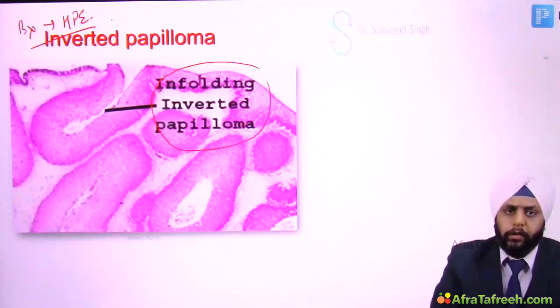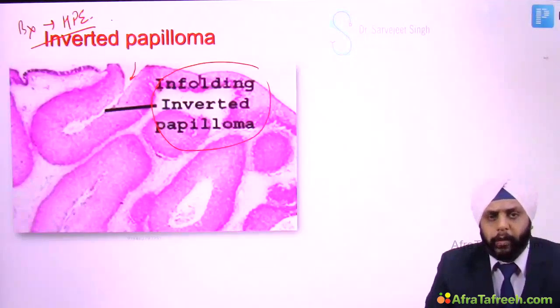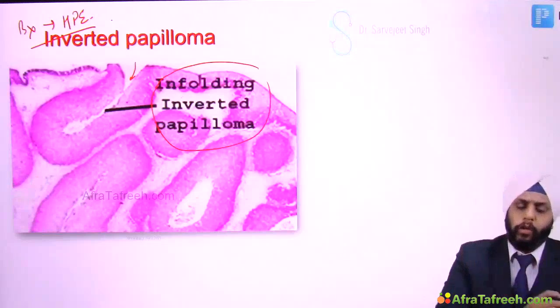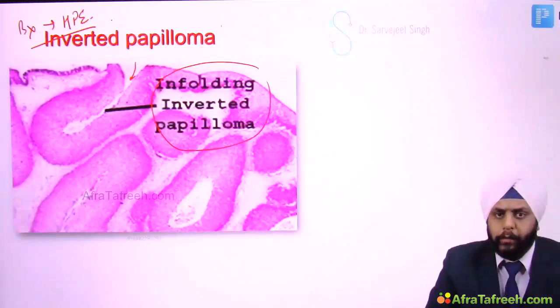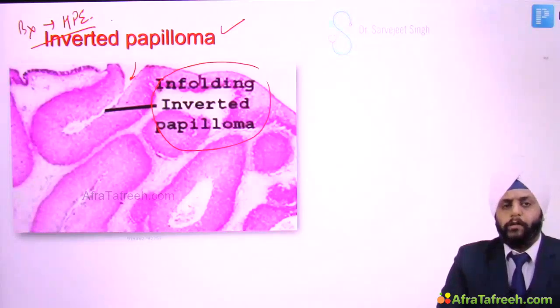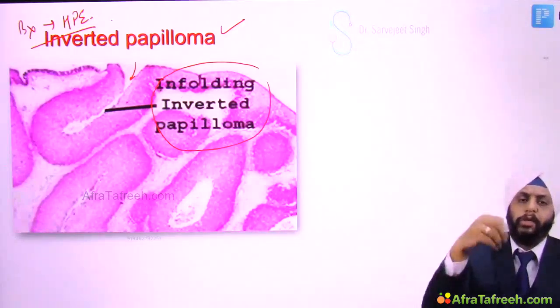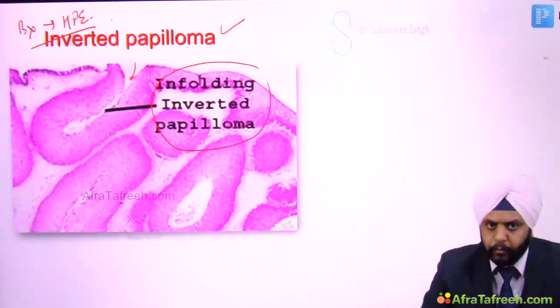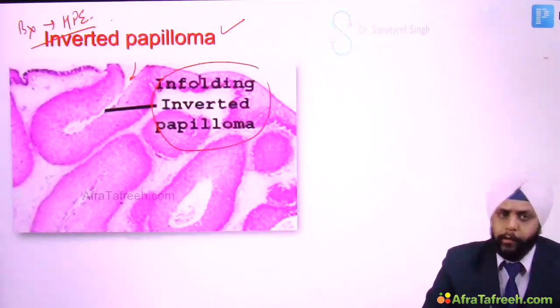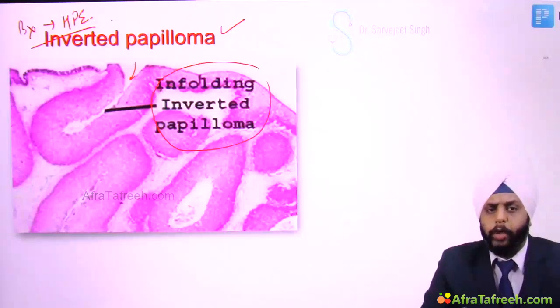You see, these are known as infolding or inverted papilloma, and that is why this tumor also got the name inverted papilloma, because the papillomas of this disease grow into its own stroma, right? Okay, so you have made a diagnosis of inverted papilloma. Now what will you do?